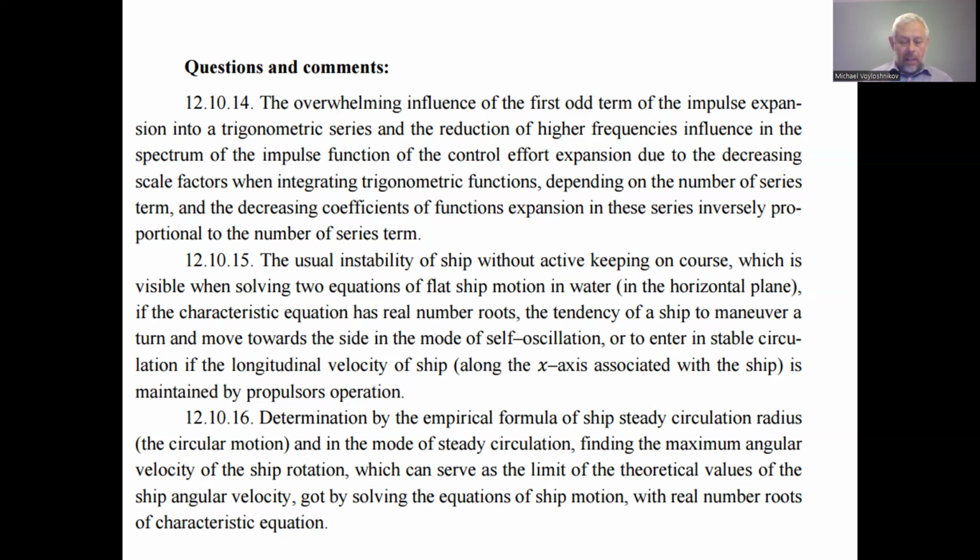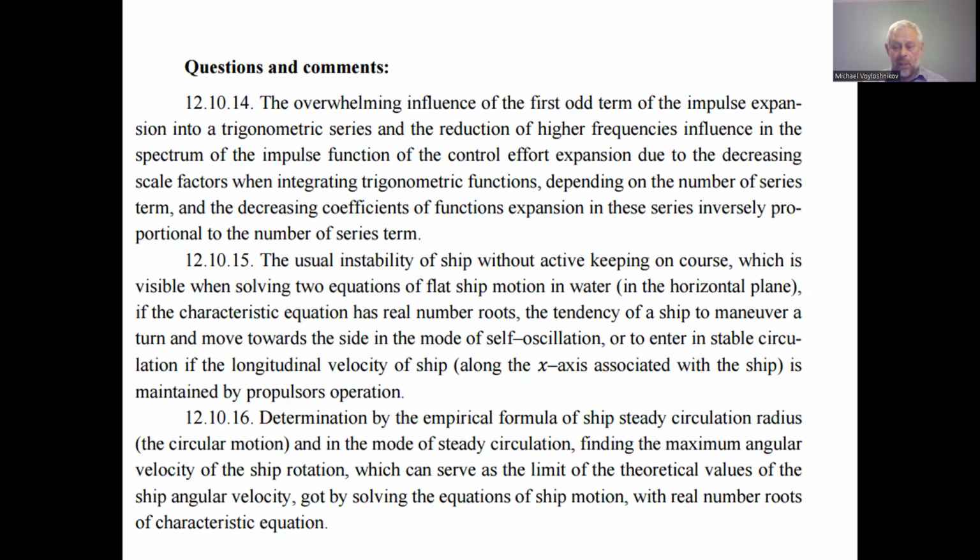12.10.16. Determination by the empirical formula of the ship's steady circulation radius, the circular motion. In the mode of steady circulation, finding the maximal angular velocity of ship rotation, which can serve as the limit of the theoretical values of the ship angular velocity, obtained by solving the equations of ship motion with real number roots of the characteristic equation. This is finding the maximal angular velocity of the ship rotation, which corresponds to the minimal circulation radius when it loses the sustainability of the motion along the straight trajectory.